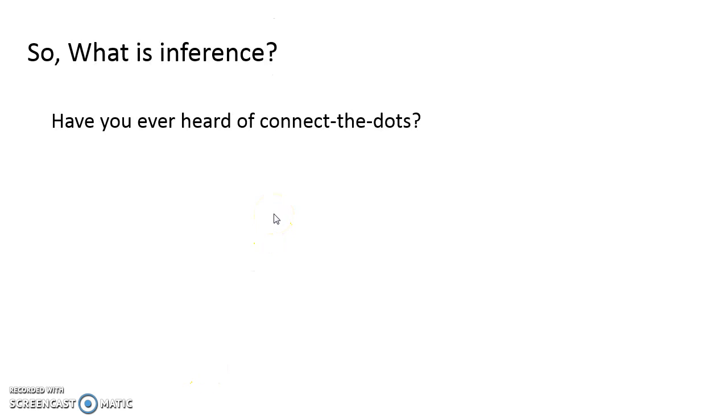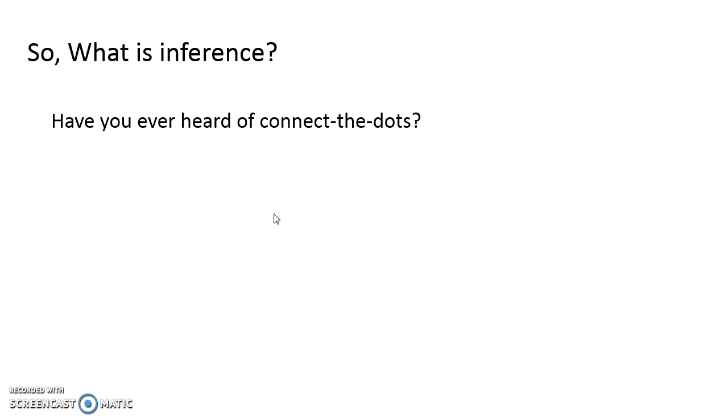So what is inference? Good question, and we'll explore how inference differs from fact. But when we infer something, we imagine, reason, guess, surmise, speculate, estimate, predict, or conclude. Inferring is essentially building a bridge between what we know and what we don't know. In essence, it's making an educated guess.